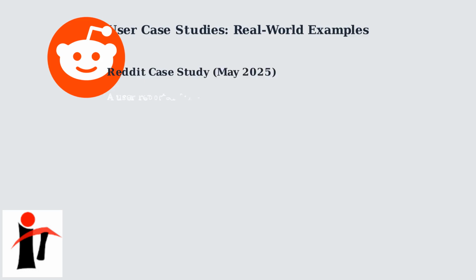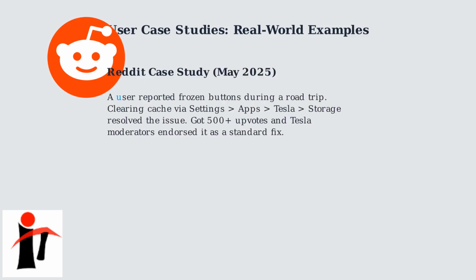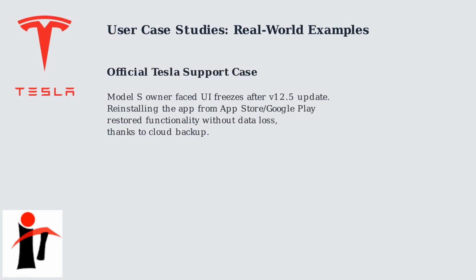In a viral Reddit thread from May 2025, a Tesla owner experienced frozen buttons while on a long road trip. After clearing the app cache through the device settings menu, the problem was completely resolved. The post received over 500 upvotes, and even Tesla moderators recommended this as a reliable fix for similar issues. An official Tesla support case from 2024-2025 involved a Model S owner who encountered UI freezes following the v12.5 software update. By completely reinstalling the app from the App Store or Google Play, the functionality was restored without any data loss, as the app automatically syncs via cloud backup.